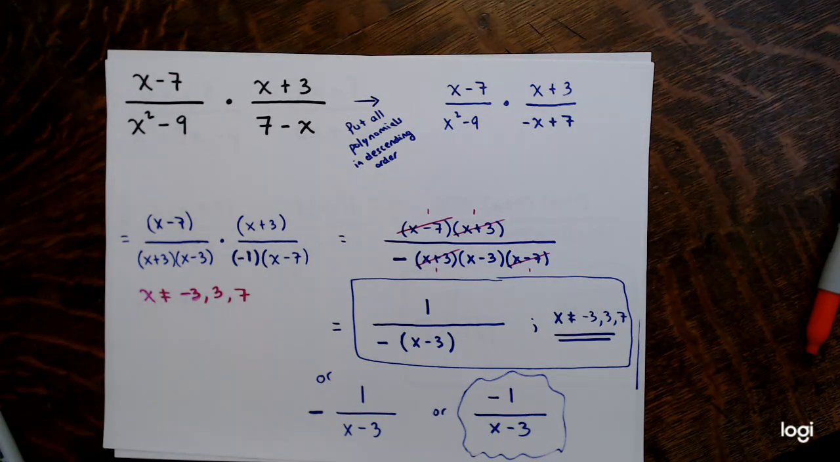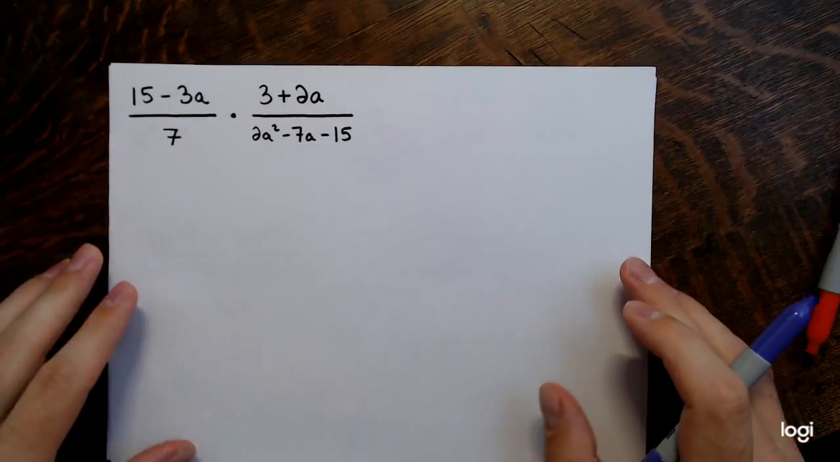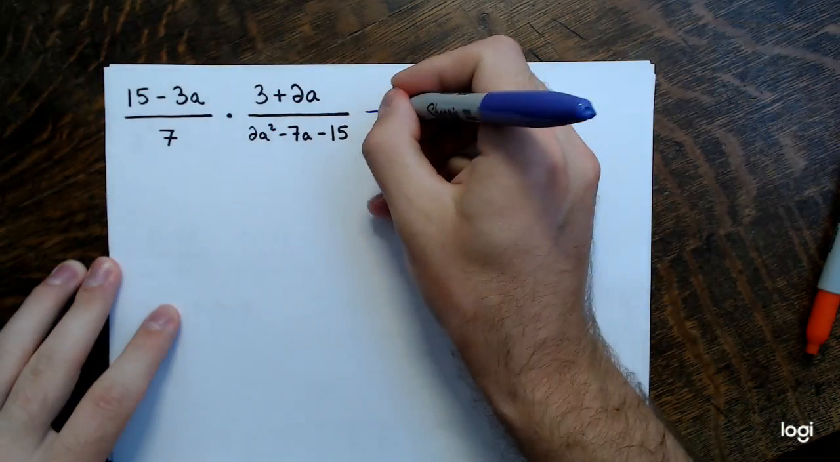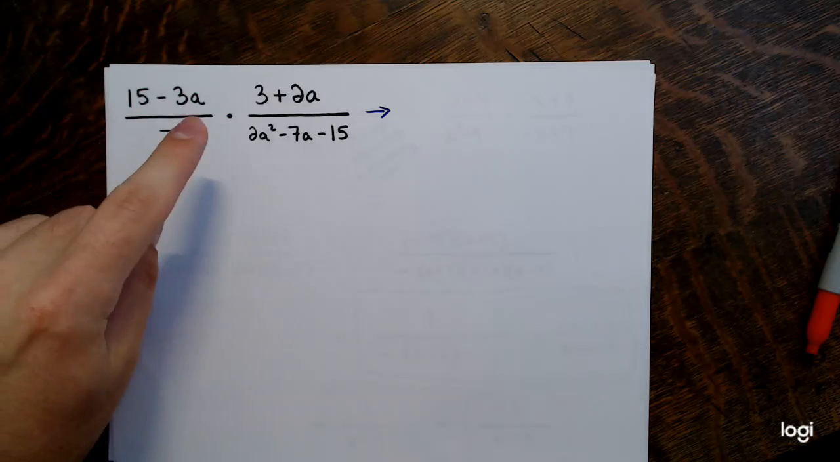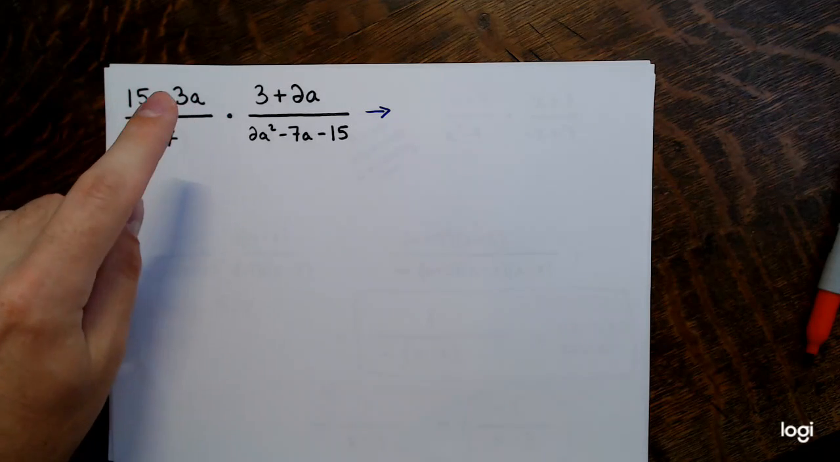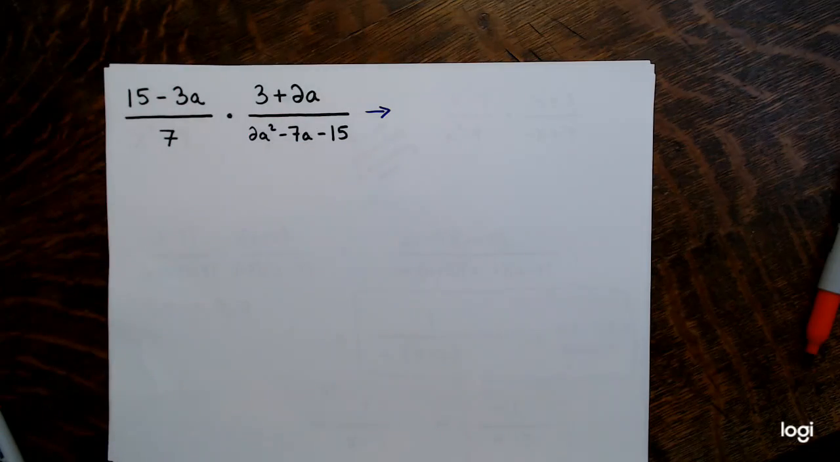All right, I've just got a couple more here real quick, now that we hopefully know what we're seeing and what we're doing here. I'm doing 15 minus 3a. That's not in descending order. I don't like that, so I'm going to rewrite that. Same thing with the 3 plus 2a. It's not in descending order, so I'm going to rewrite that as well.